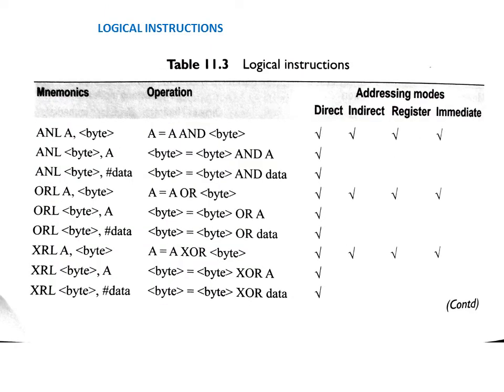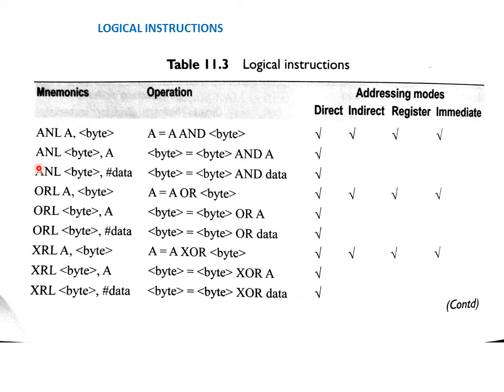Next, logical instructions. The main logical instructions are AND, OR, XOR. Like the previous processors, the 8051 controller has these instructions also. ANL A, byte is the logical AND operation. The accumulator stores the result of logical AND of A with the byte given in the instruction. Here byte is the data given in the instruction itself.